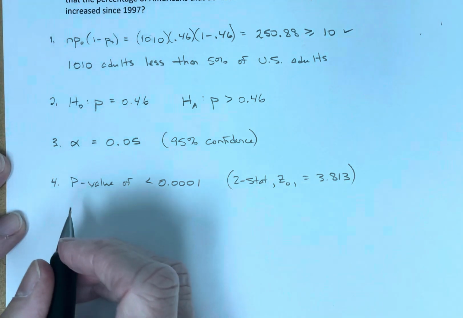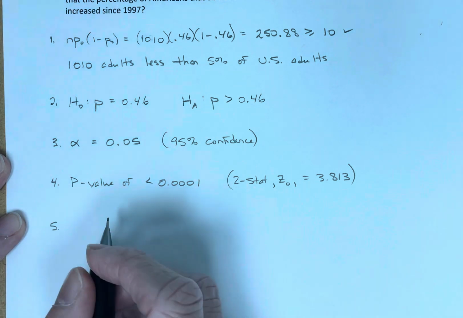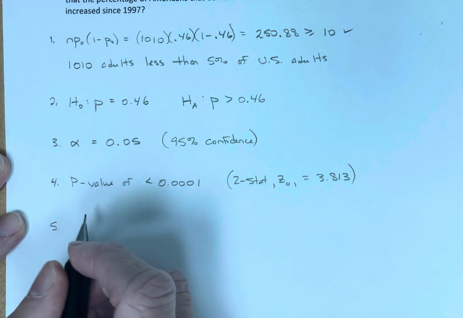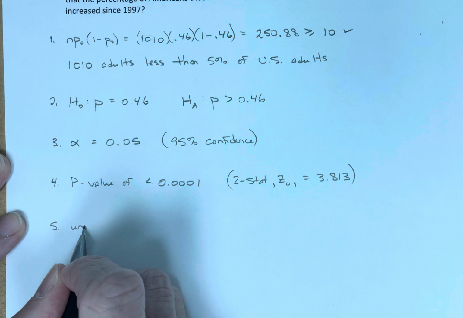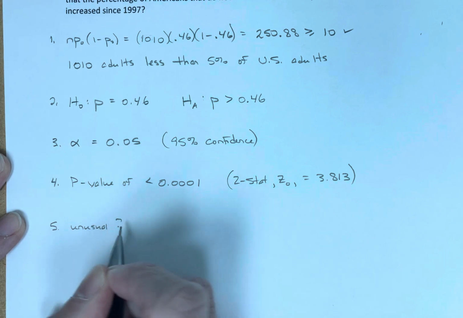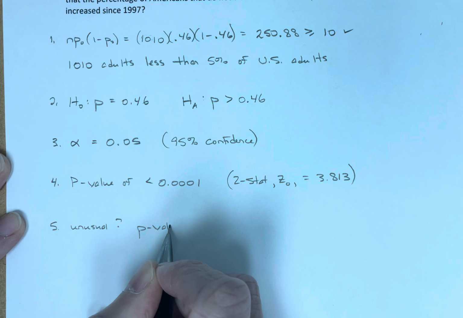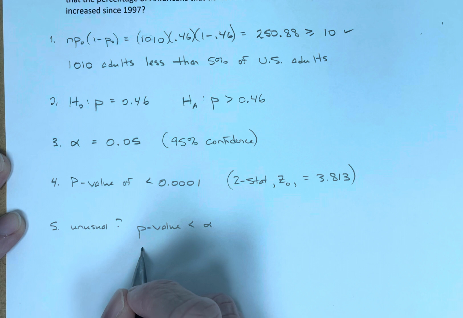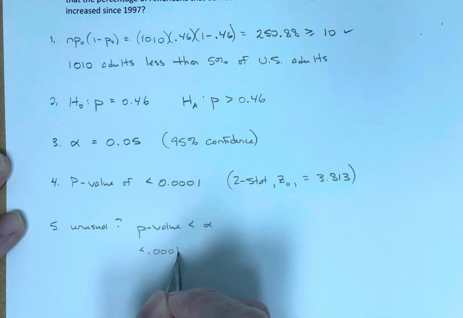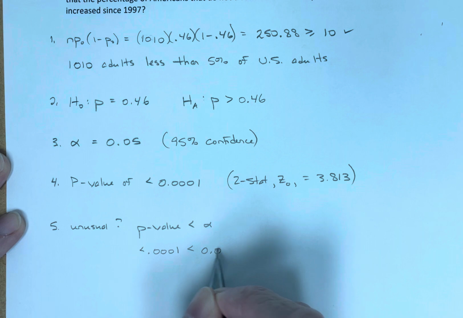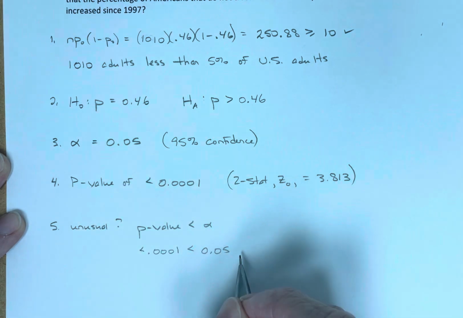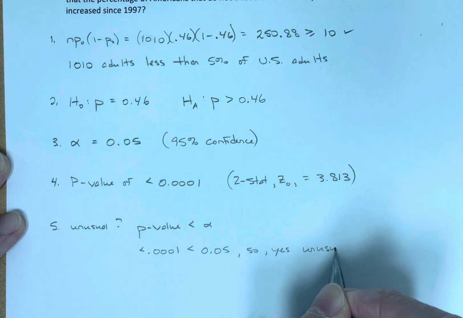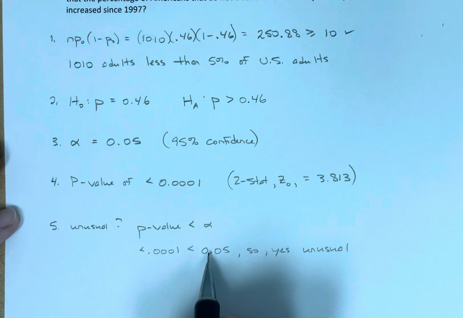Okay, so step 5, unusual, right? Well, unusual is, let's write this down. Unusual, in this case, we want p-value less than alpha. Well, our p-value is smaller than 0.0001. Our alpha is 0.05. You can see it right here. So yes, unusual. Okay, it's far, far less.